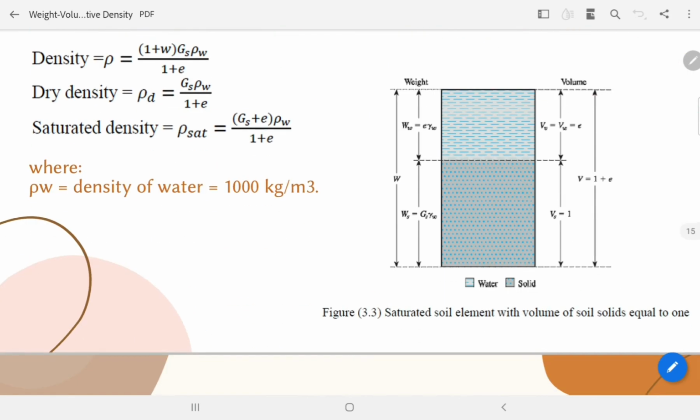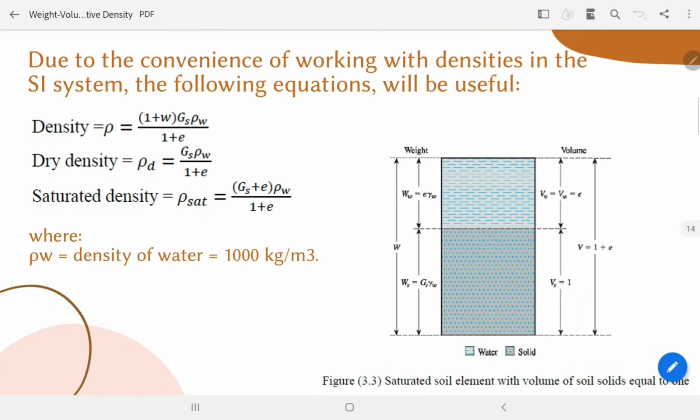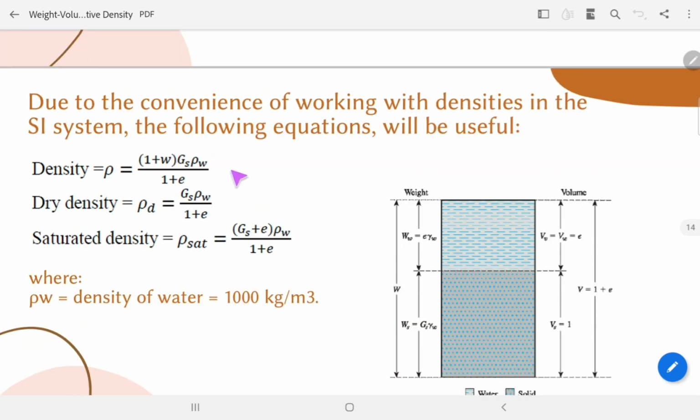Okay, so next slide. Actually, this is the last slide for our first topic. So, due to the convenience of working with densities in the SI system, mas madali kasi guys yung SI system pagka density eh. So, the following equations will be useful. So, again, we have density is equal to mass over volume, right? Mass over volume, yes. Now, alam niyo na kung saan galing to? So, galing lang siya sa mass over volume. Ito, walang question, bakit siya volume? Kasi 1 plus E iyon. And then here, the mass is combined na. Mass ng water plus mass ng soil solids.